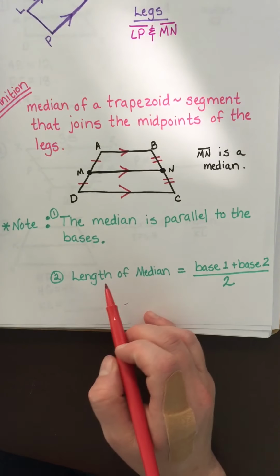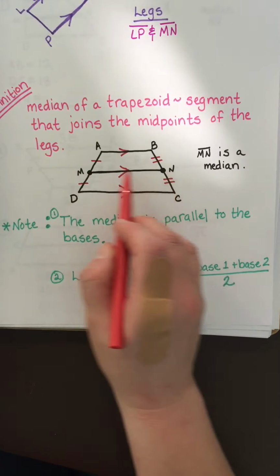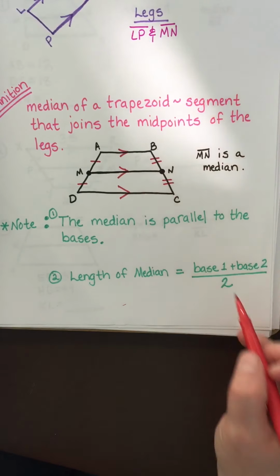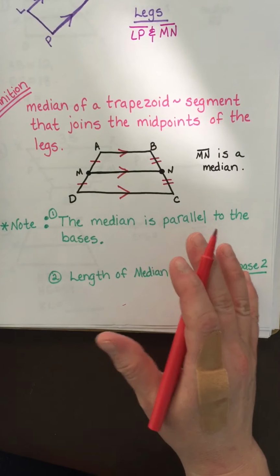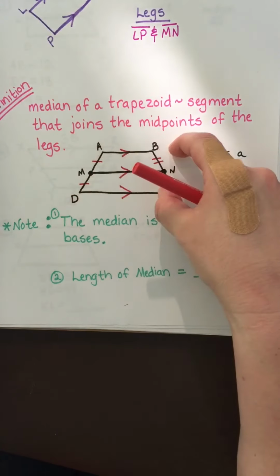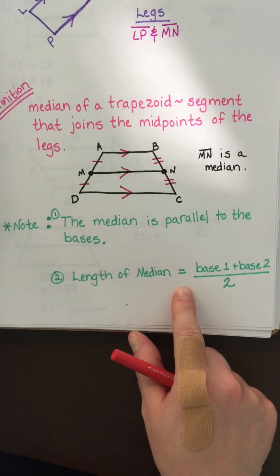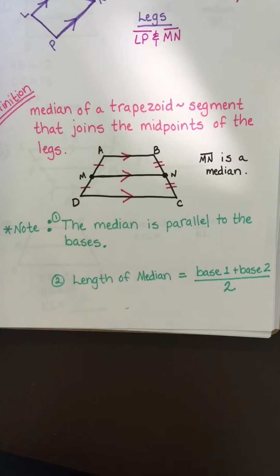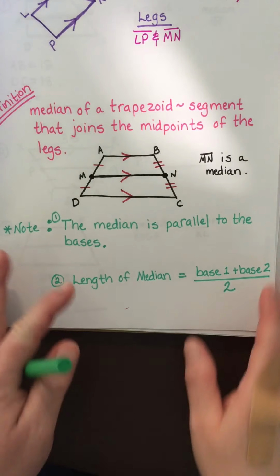The other thing you need to know is if I want to know the length of the median, all I have to do is add this base plus this base and then divide by 2. So basically all you're doing is averaging the length of the bases, and that'll give you the length of the median. It's very easy. Let's do some examples of that.